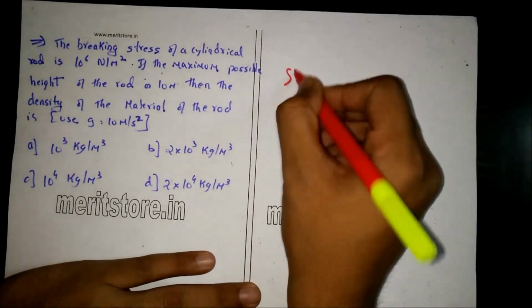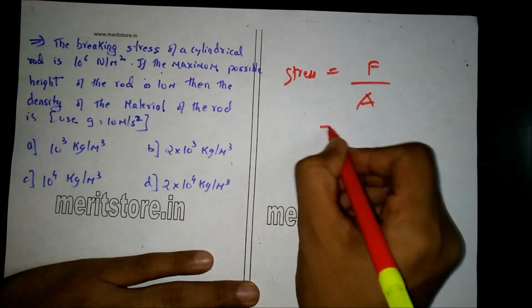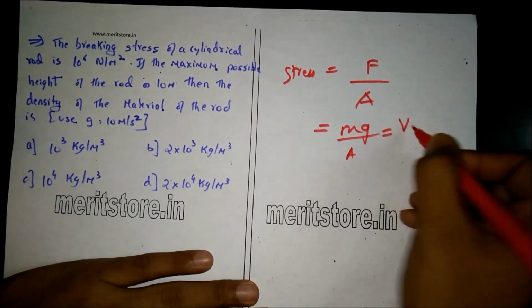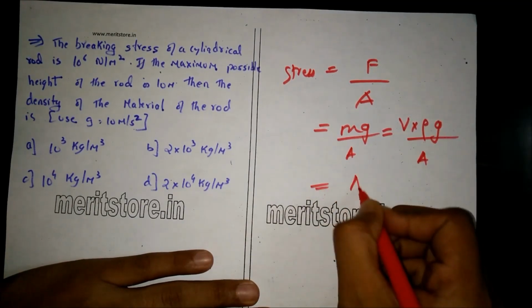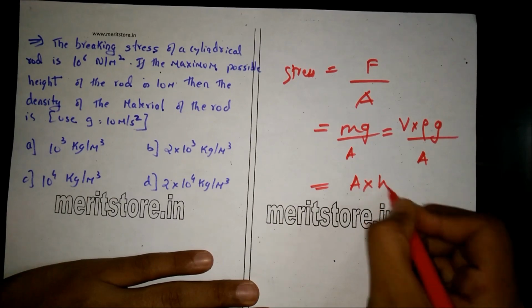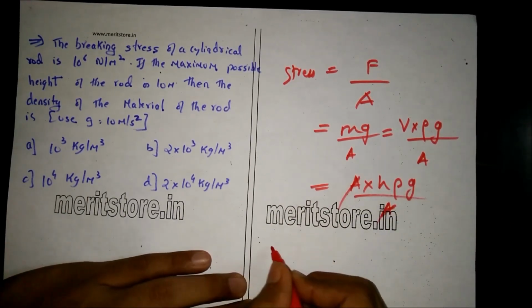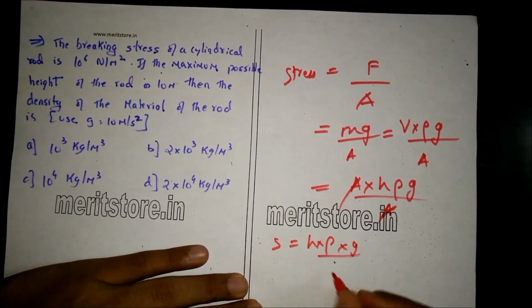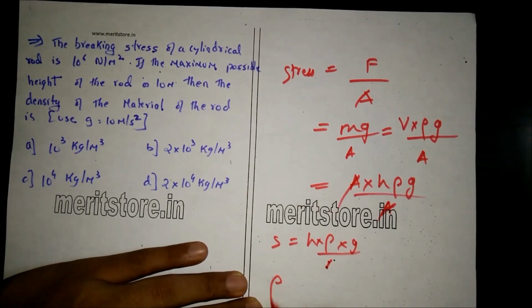Now we know that stress is equal to force upon A, which is equal to mg upon A, which is equal to V into rho into g upon A, which is equal to A into H into rho into g upon A. A gets cancelled. Therefore, stress is equal to H into rho into g, where rho is the density. Therefore, to find rho will be equal to S upon Hg.